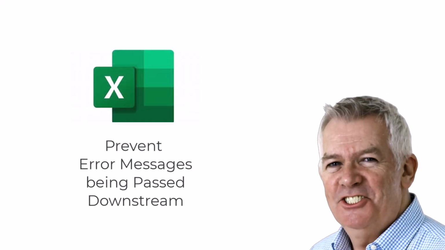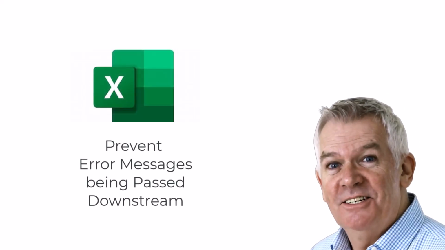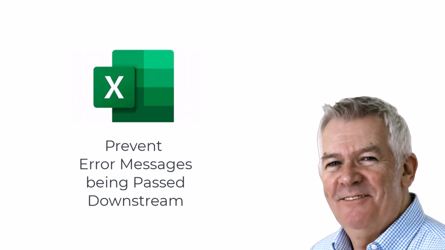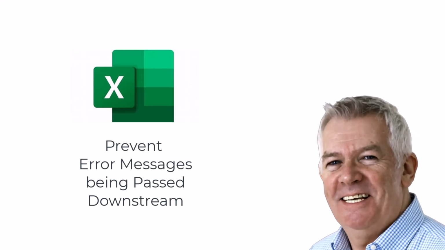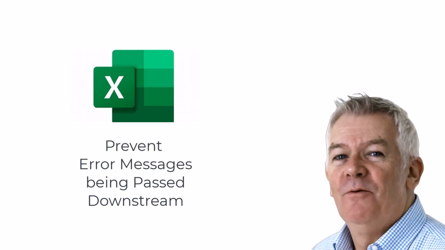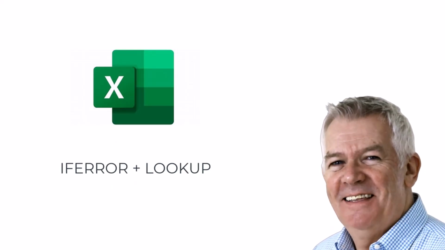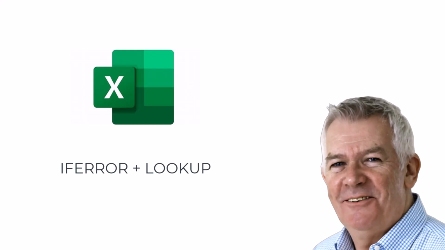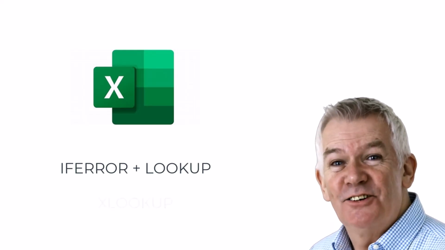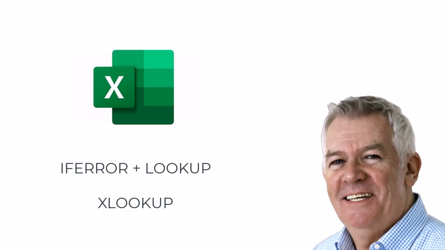We've seen how Excel can generate different types of error messages and what they mean. In this lesson, we're going to focus on preventing those errors from spreading through the rest of your spreadsheet. Excel gives us several ways to control how formulas behave when something goes wrong. We'll start by looking at the traditional approach using IFERROR with a lookup formula, and then we'll look at the modern solution using XLOOKUP, which can handle this much more cleanly.